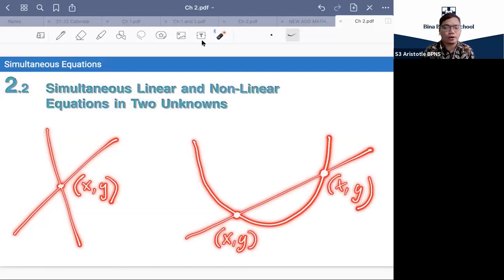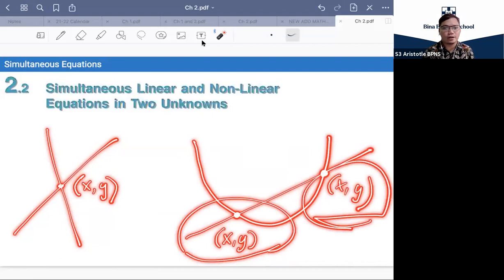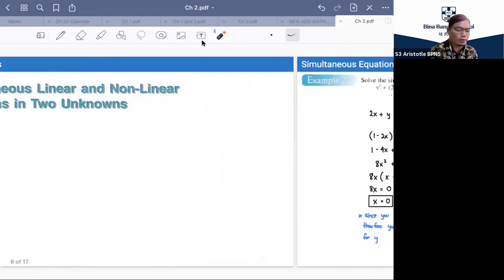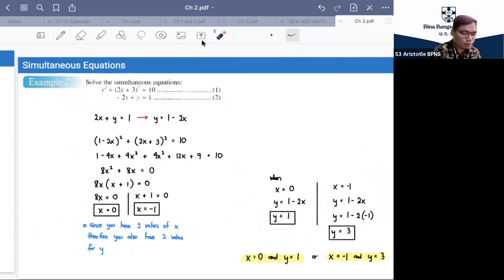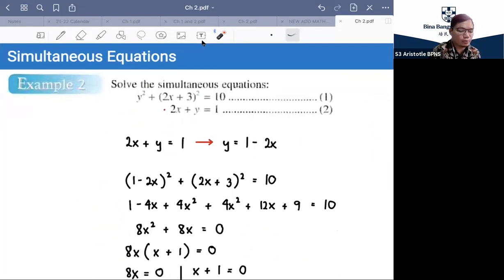What if a line and a curve or maybe a circle intersect? How can we find the solutions of these two equations? So let's try one example. This one came from the book. Here is example number 2: y squared plus (2x plus 3) squared equals 10, and 2x plus y equals 1. Now, looking at the first equation, class, if you type this on Desmos, what shape will it create? Any guesses for the first one?